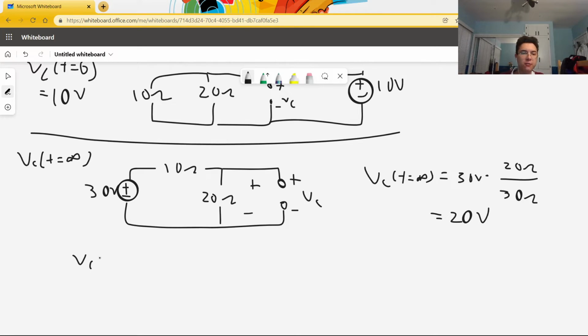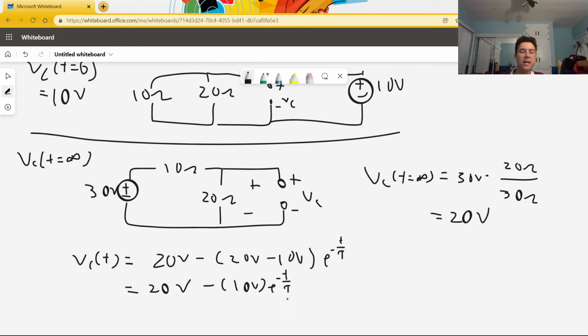Now we can fill in the equation. Vc as time passes is equal to the infinity value, 20, minus the infinity value minus the 0 value times e to the negative t over tau. We simply need to determine the time constant. And then we will have some measure of how fast this 10 volt of difference, this 10 volt missing in the capacitor, gradually fades away so that the capacitor fills up with 20 volts.